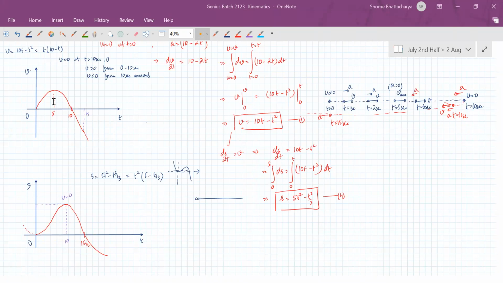So the deceleration is greater than the acceleration because while going it takes 10 seconds and while returning it takes only 5 seconds. That's something interesting that you can see over here. So you can say that the average speed in the positive direction from 0 to 10 seconds is less than the average speed in the negative direction from 10 to 15 seconds. So that's correct.